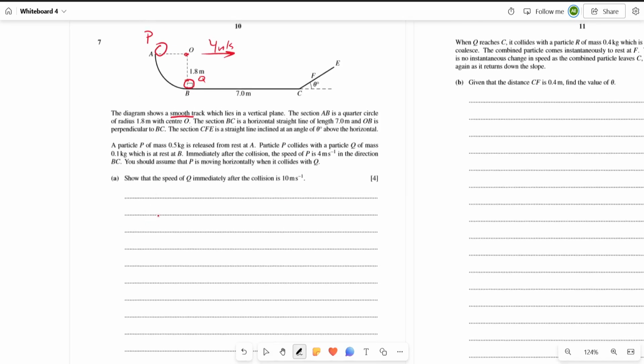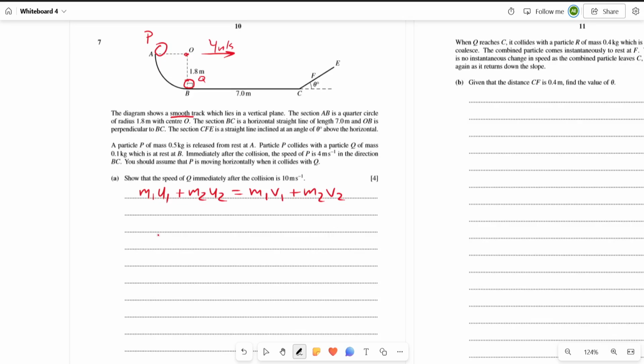Since this looks like momentum, let's start with this momentum idea. What do we know about momentum? We know the conservation of momentum equation, which is m1 times u1, mass of particle 1 times the initial velocity of particle 1, plus mass of particle 2 times initial velocity of particle 2, equals mass of particle 1 times final velocity of particle 1 plus mass of particle 2 times final velocity of particle 2. That's the conservation of momentum.